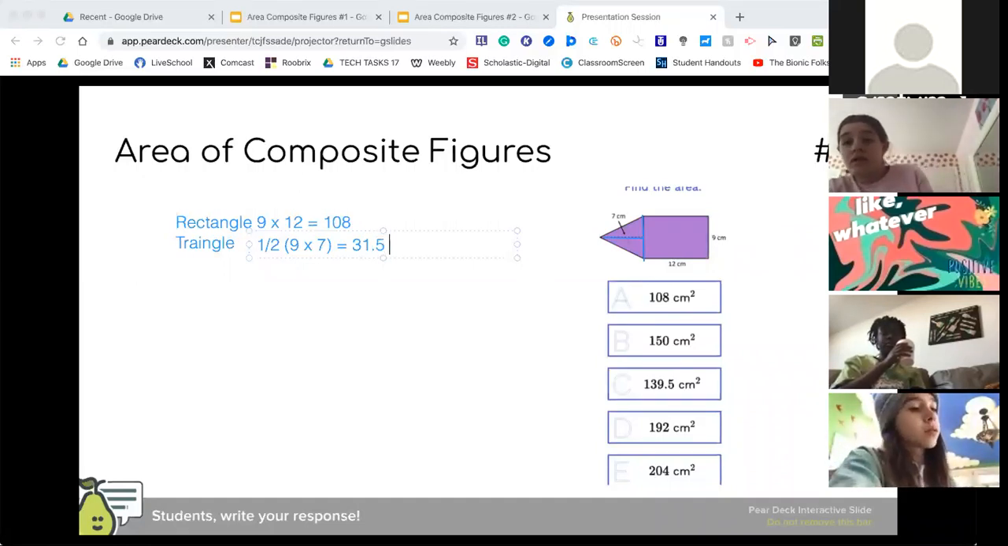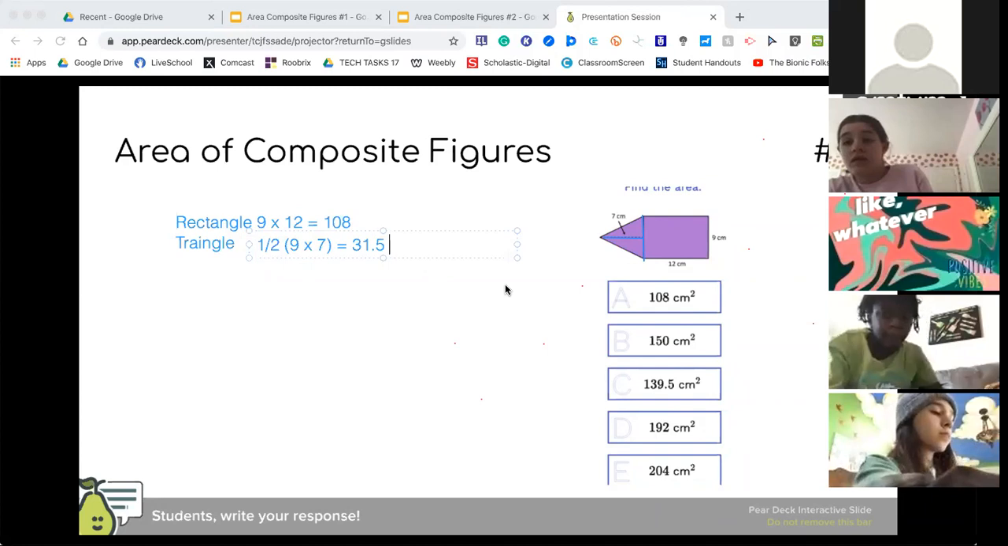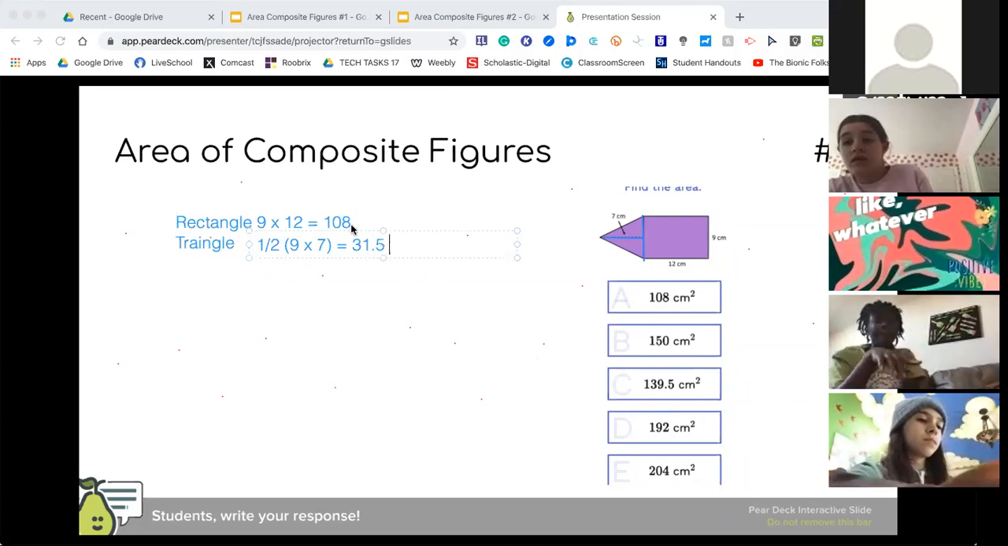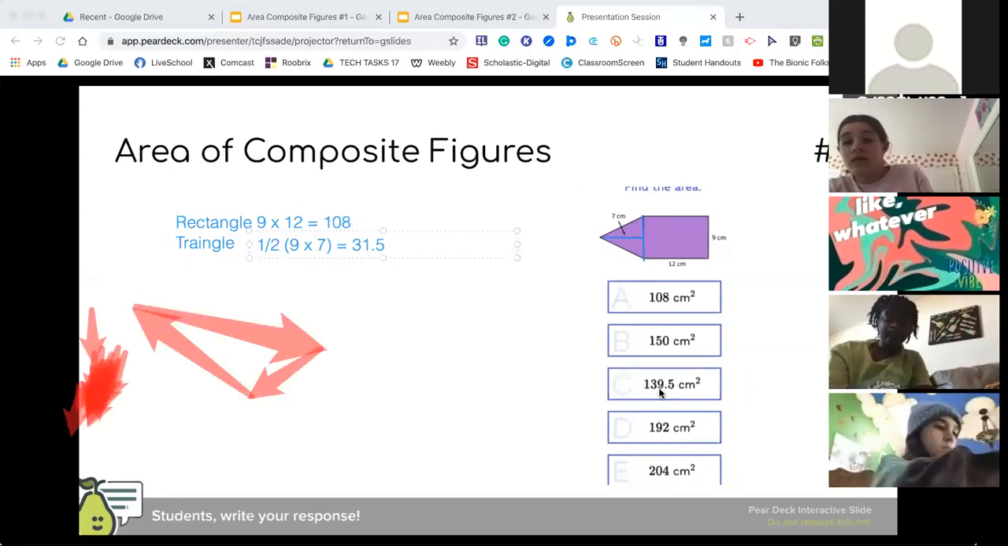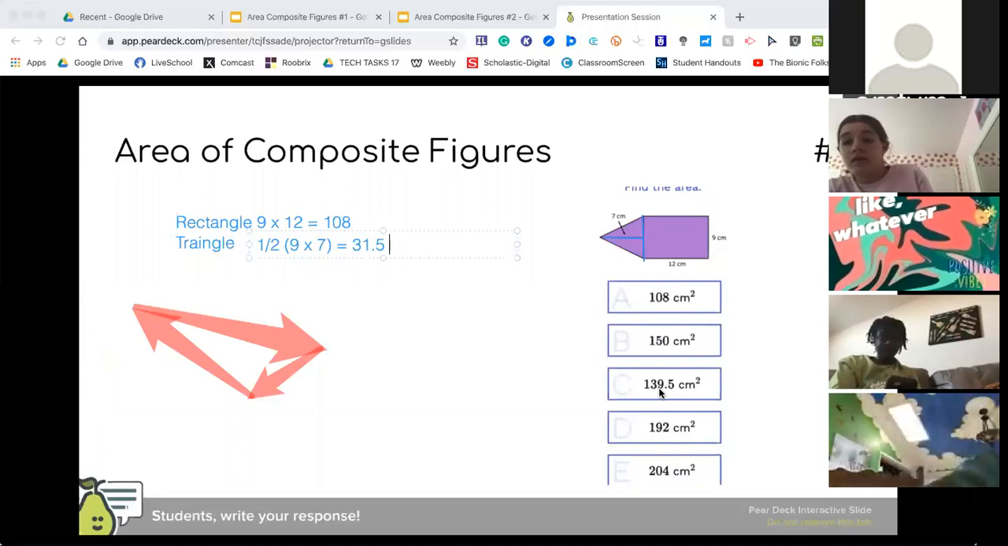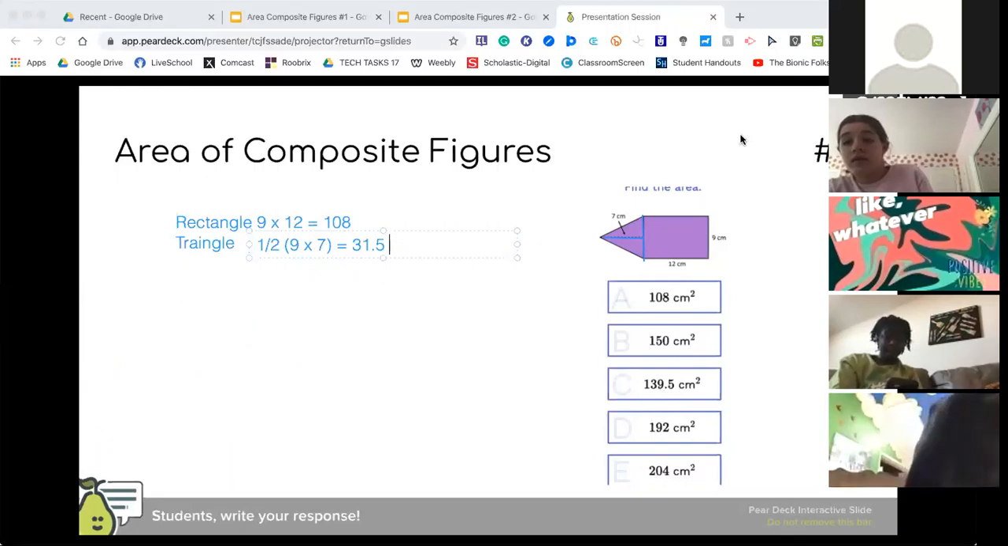Then 31.5 plus 108 gives me what? 139.5. Good. I agree it's C. Everybody says C. Yep, it's C. Wow. It's correct. Oh, we got time for one more.